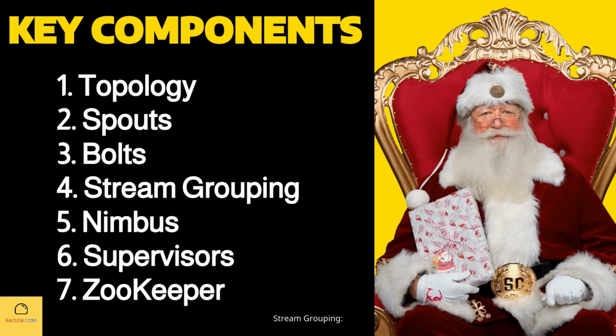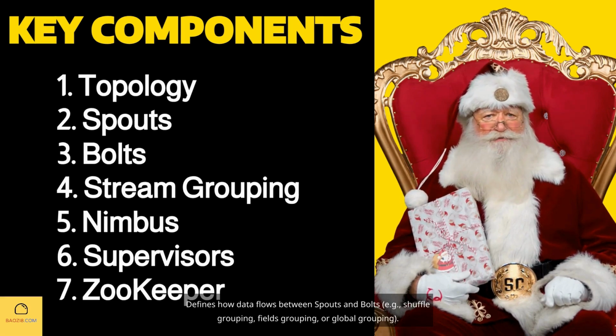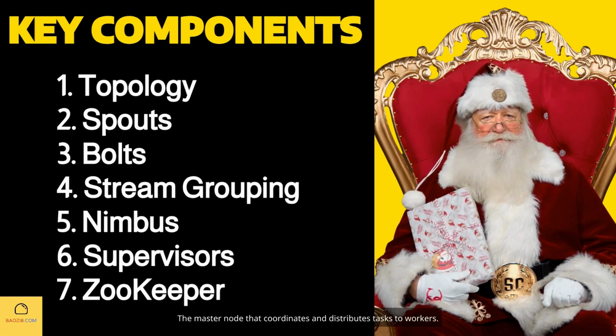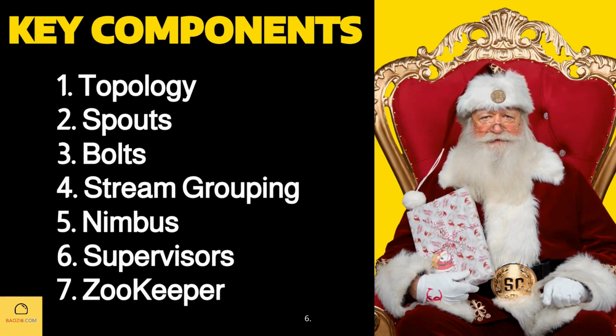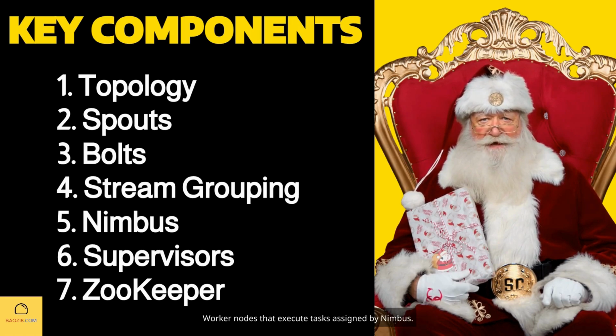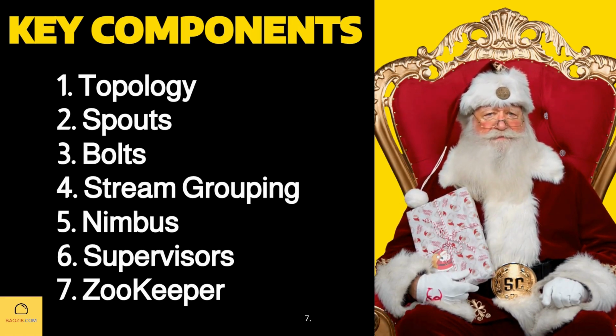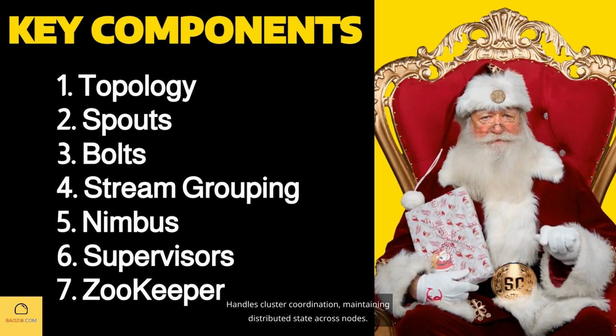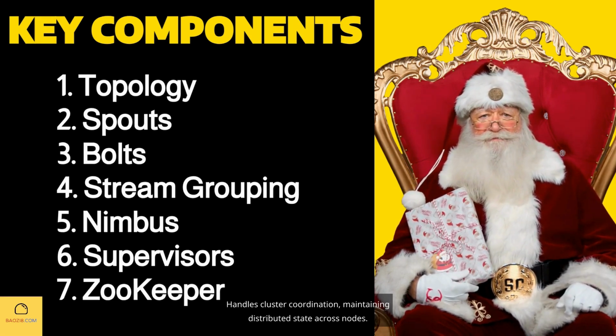4. Stream grouping. Defines how data flows between spouts and bolts, e.g., shuffle grouping, fields grouping, or global grouping. 5. Nimbus. The master node that coordinates and distributes tasks to workers. 6. Supervisors. Worker nodes that execute tasks assigned by Nimbus. 7. Zookeeper. Handles cluster coordination, maintaining distributed state across nodes.